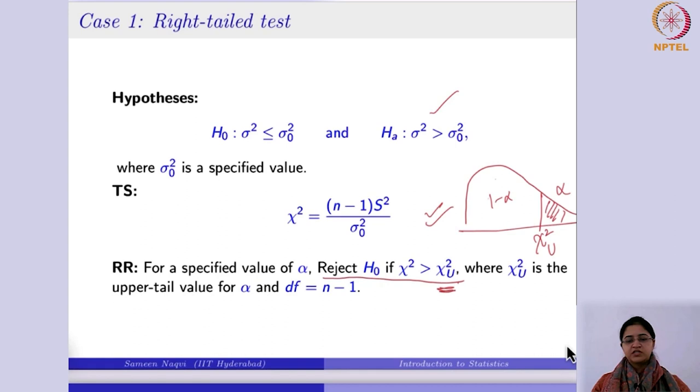Likewise, you can also write the p-value approach. So it will be the probability that chi square is greater than or equal to the computed chi square value that you have over here. So p-value would be the probability that chi square is greater than the chi square computed value. If I put a suffix, a star, it would be the star value. So this probability you could look at.